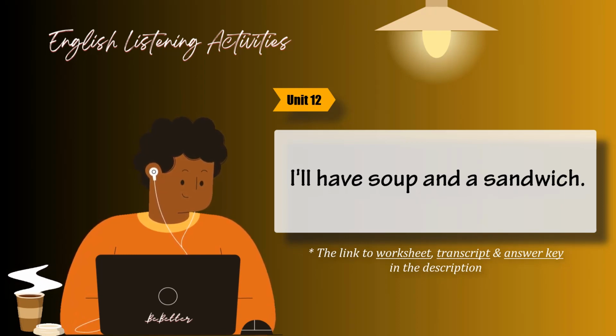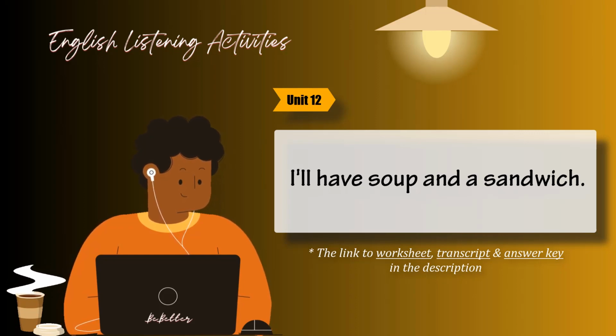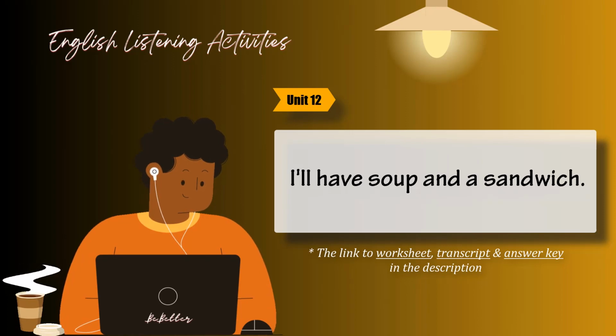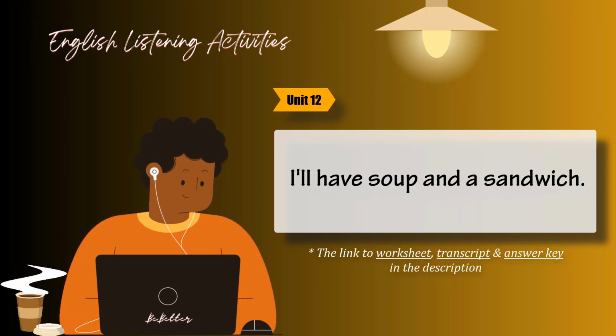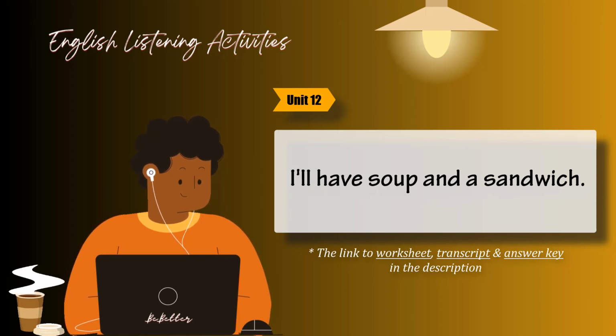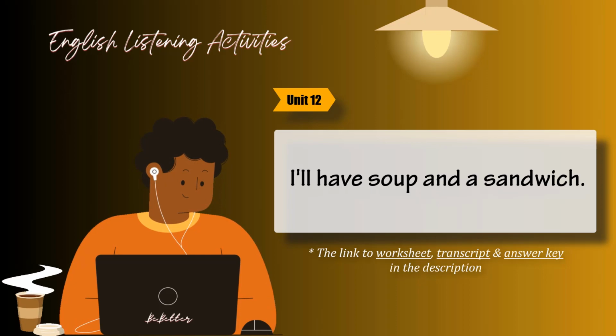Task 5. Circle R for reservation or O for ordering food. Then listen again and check your answers. 1, I'd like 2 seats for tomorrow night, please. 2, I'd like 1 large Super Supreme pizza, please. 3, Could I arrange to sit by the window? 4, Can I book a table for 6 on Friday night?